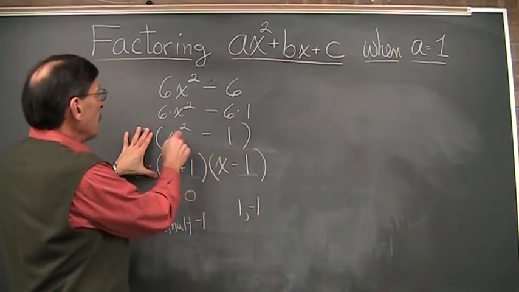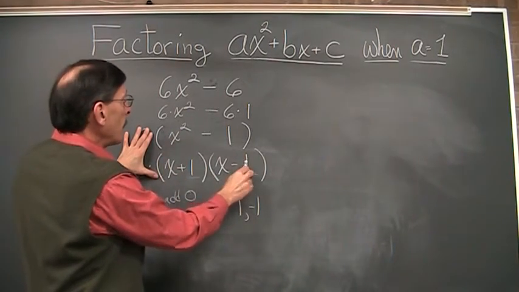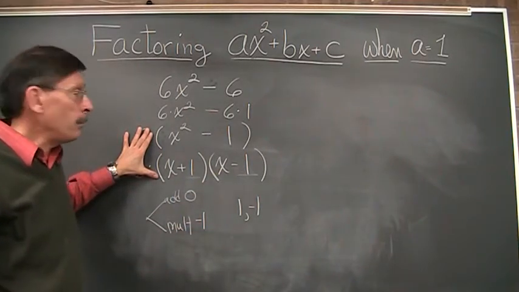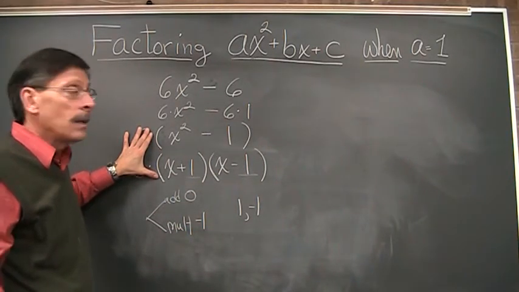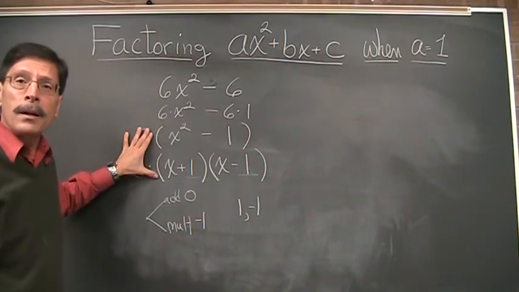X times x gives me x squared. Outer is -1 times x. Inner is +1 times x, which cancel out to give me no x's. And 1 times a -1 gives me a -1.